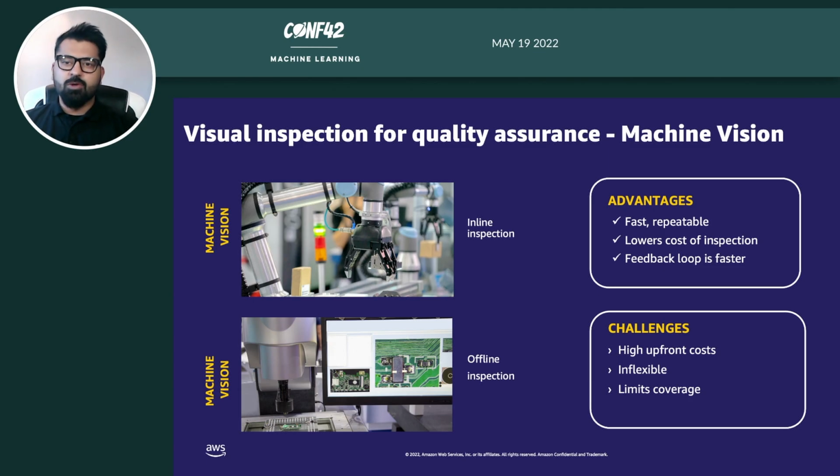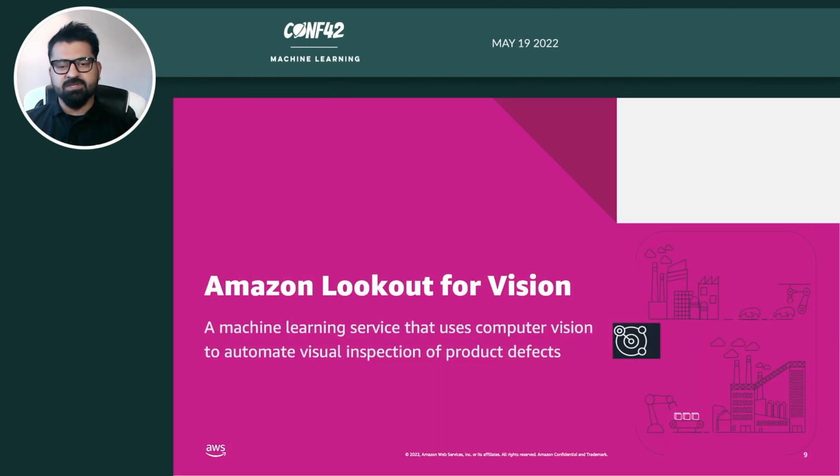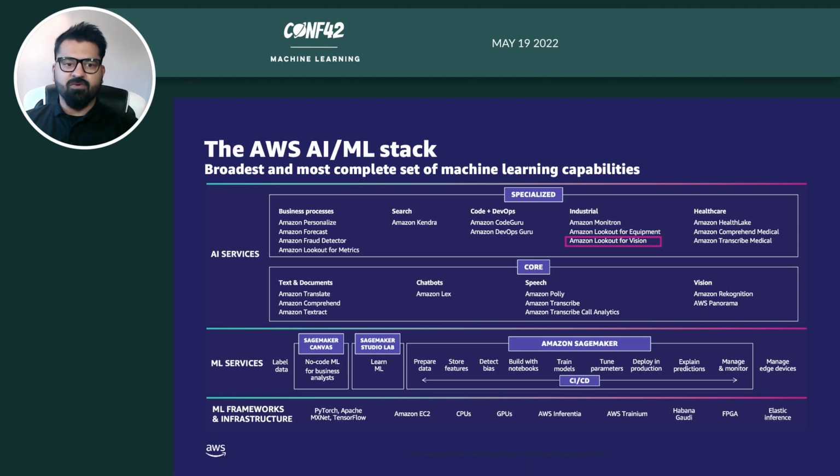Now, this is where Amazon Lookout for Vision comes in. It's a machine learning service that allows you to detect or spot product defects and visual representations using computer vision. Let's have a look at the different stacks that we have for our machine learning services. At AWS, we are innovating on behalf of our customers to deliver the broadest and deepest set of machine learning capabilities, so that builders of all levels of experience can use them and remove the undifferentiated heavy lifting that's required in building, training, and deploying machine learning models.